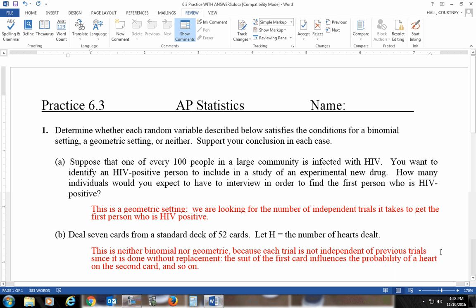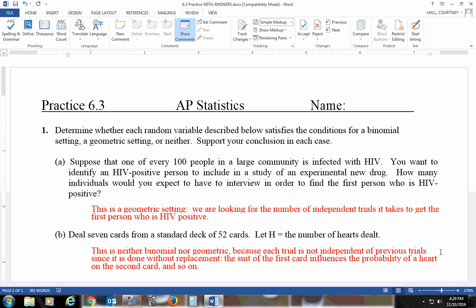Practice 6.3, number 1. Determine whether each random variable described below satisfies the conditions for a binomial setting, a geometric setting, or neither. Support your conclusion in each case. Part A, suppose that one of every 100 people in a large community is infected with HIV. You want to identify an HIV positive person to include in a study of an experimental new drug. How many individuals would you expect to have to interview in order to find the person who is HIV positive?